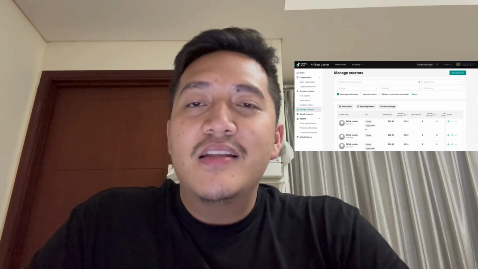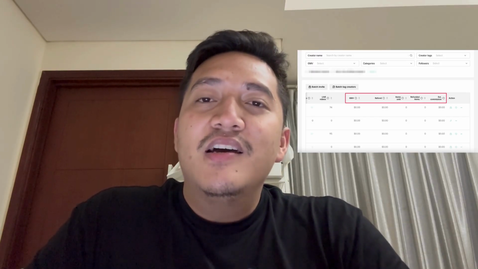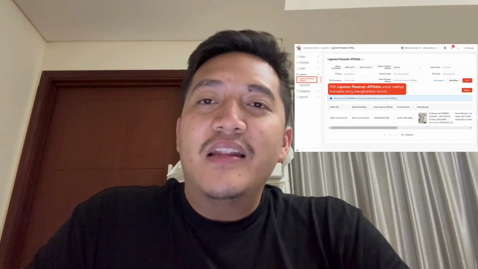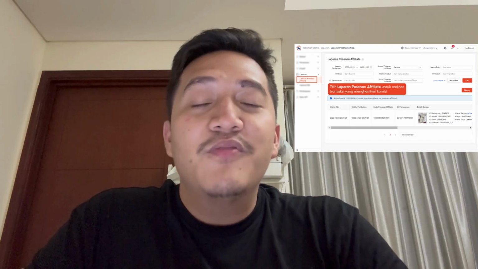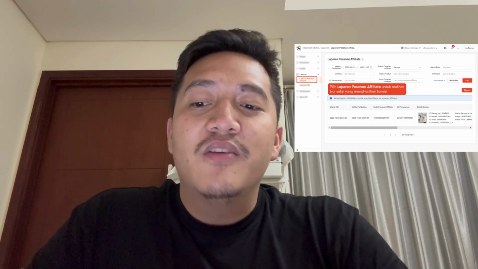So that's from the advertising side, and from the affiliate side, they would have TikTok Affiliate Center and Shopee Affiliate Center to see the performance of each affiliate based on the video views, the engagement rate, and also the GMV produced by each affiliate. So those are on the platform level attribution model.